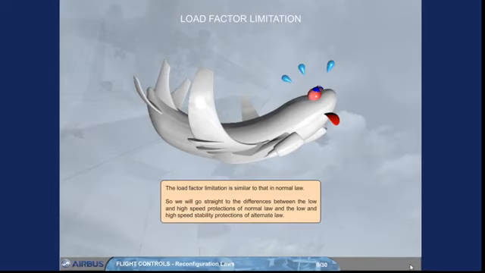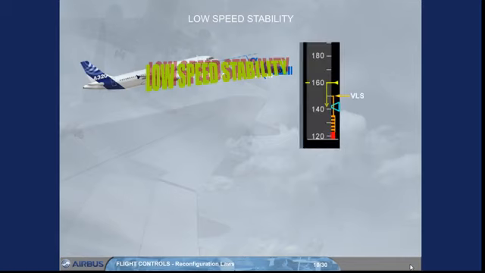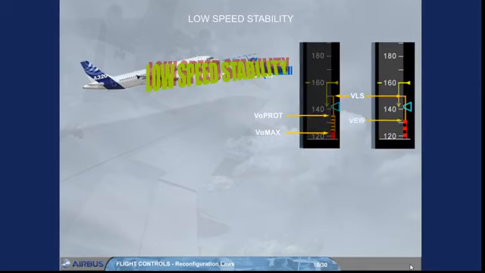So, we will go straight to the differences between the low and high-speed protections of normal law and the low and high-speed stability protections of alternate law. The normal angle of attack protection is replaced in alternate law by an artificial low-speed stability, which is available for all configurations. Note: the alpha floor protection is inoperative. On the PFD, the alpha prot and the alpha max are replaced by a stall warning speed VSW, indicated by a red and black barber pole.